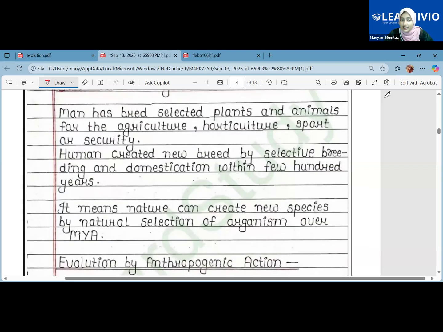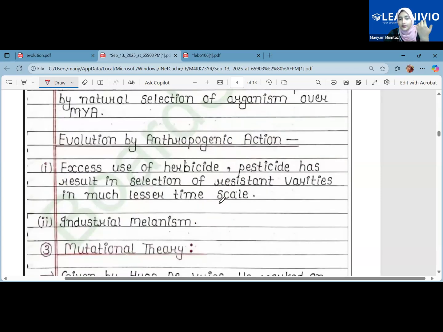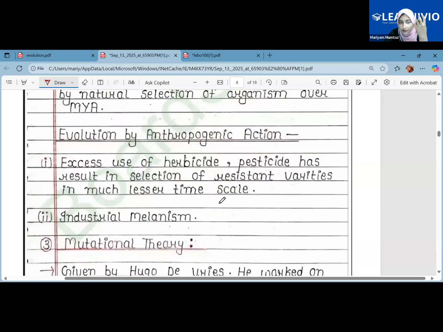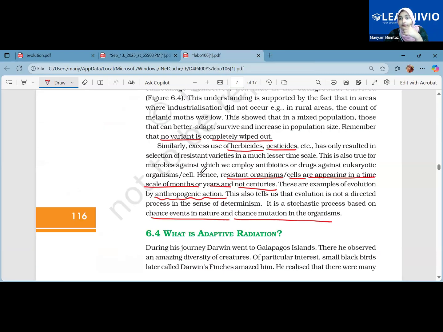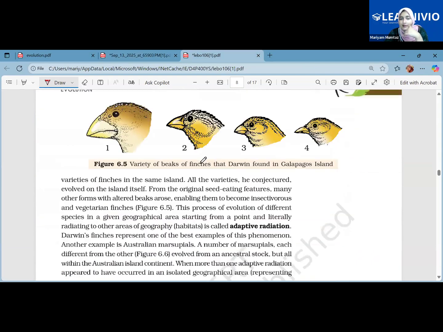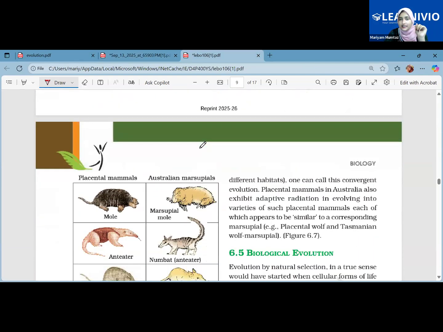It means that nature can create new species, but when nature creates a new species, it will take millions of years. But when humans were doing it, it happened quickly. That is also anthropogenic action, that is man-made action. Any doubts up until now, students? No, ma'am. Adaptive radiation, we have already discussed.